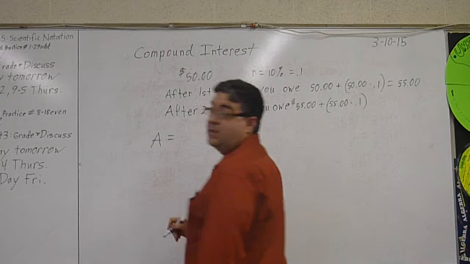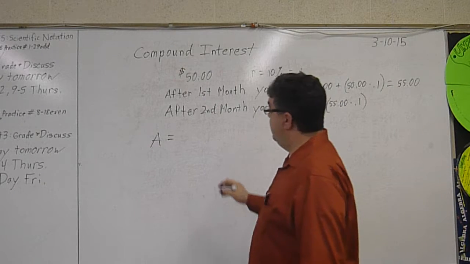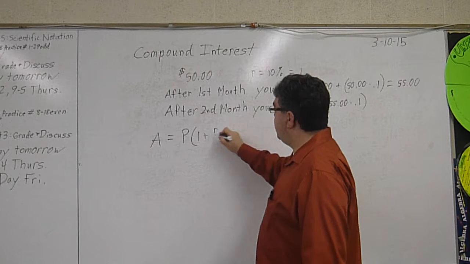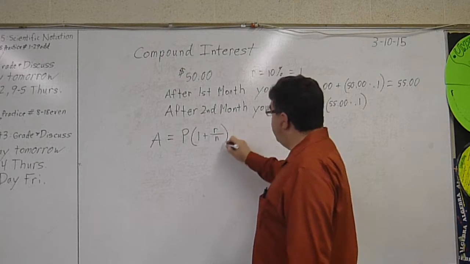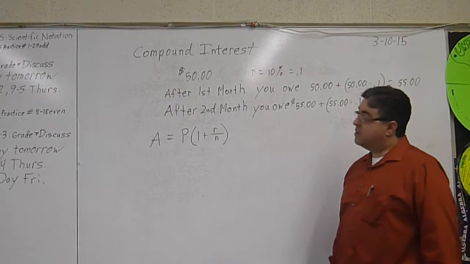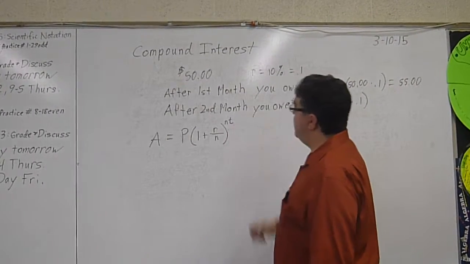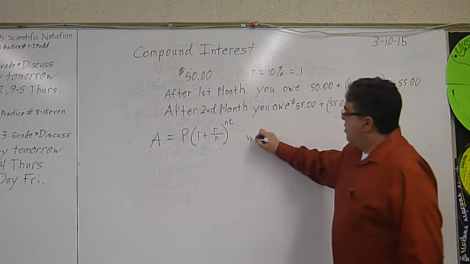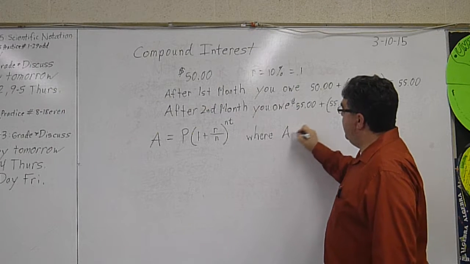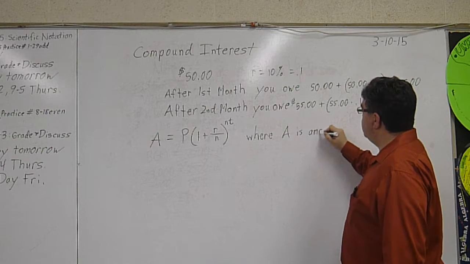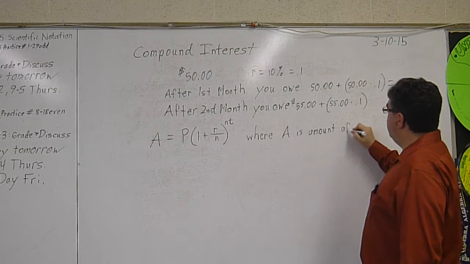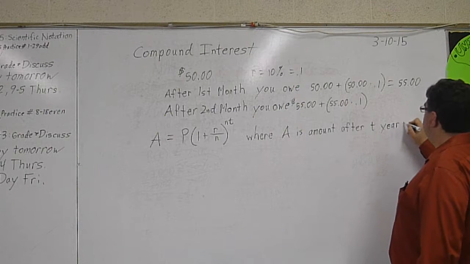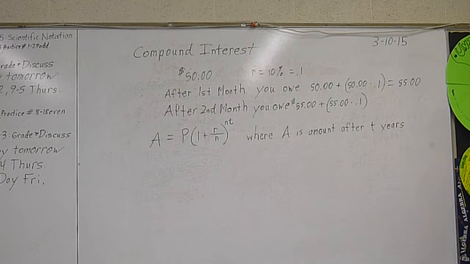A, capital A, the capital and the lowercase are very important here, equals capital P times 1 plus lowercase r over lowercase n in parentheses, all raised to the lowercase n times t power, lowercase t. Where A is amount after t years, so after a certain number of years.